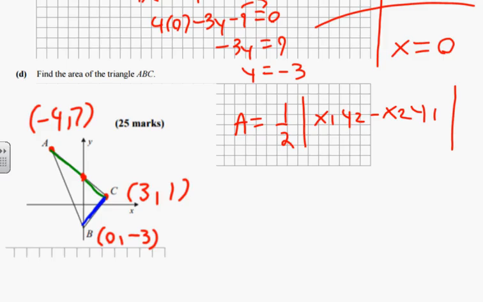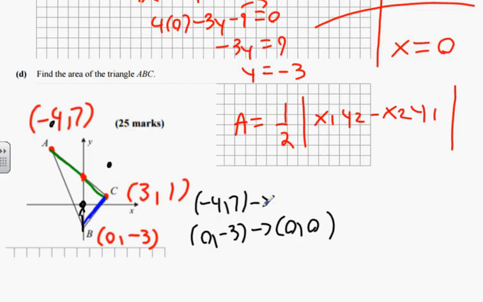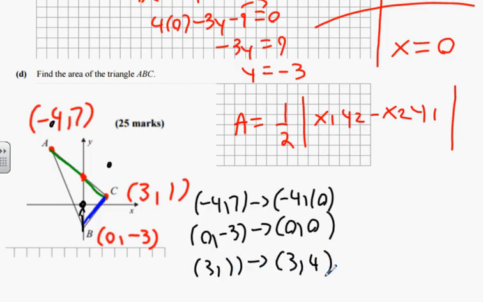What that basically means is bring the nearest point to the origin and make a new triangle that's exactly the same size as the old triangle, with different points but still the same area. So my suggestion would be to move the B value to 0, 0. So I'm going to turn 0 minus 3 into 0, 0. How did I do that? Add 3 to y. So add 3 to that one: minus 4, 10. And then add 3 to 3, 1, and you get 3, 4.